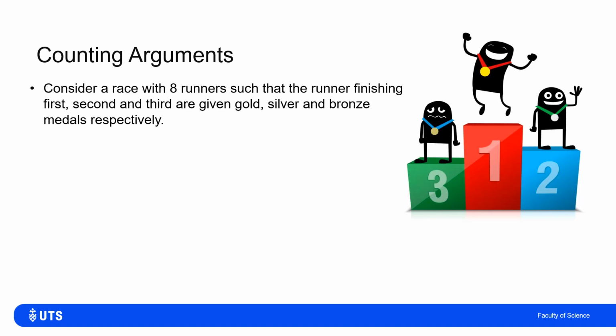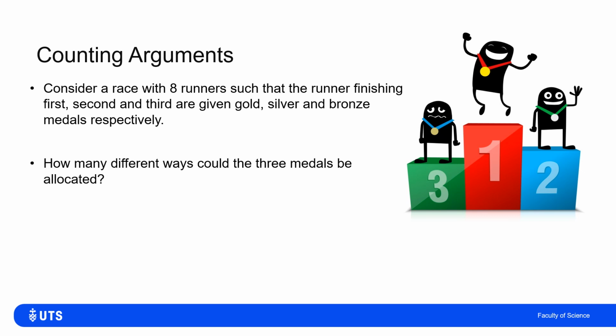If we consider a race, let's say there's 8 runners in the race, and that whoever finishes first will get a gold medal, second, silver, and third, bronze. Then what we want to ask here is how many different outcomes could there be if I'm only interested in the allocation, the winning of the 3 medals.